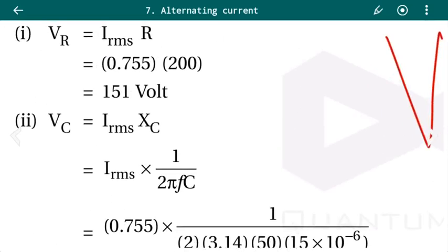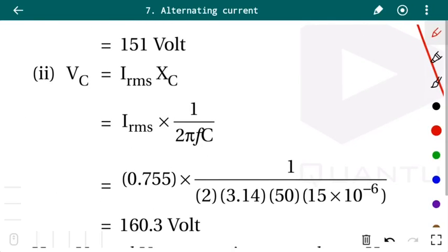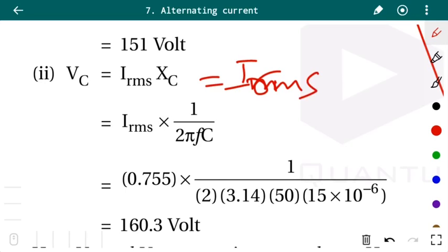Now we do not have the value of XC, so we need to convert that into the form of omega C, and we know XC equals 1 upon omega C. So we can write this formula as IRMS into 1 upon omega C. As we do not have the value of omega, convert that in terms of the frequency. So omega equals 2 pi f. Now the formula can be written as IRMS into 1 upon 2 pi fC.